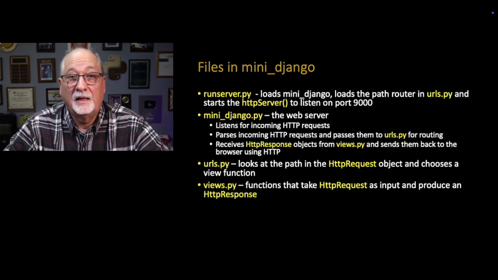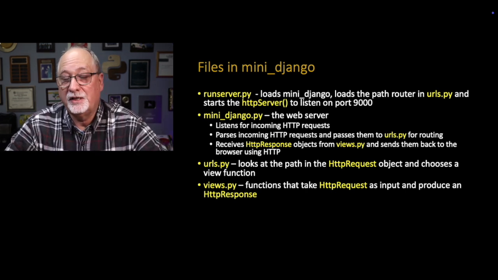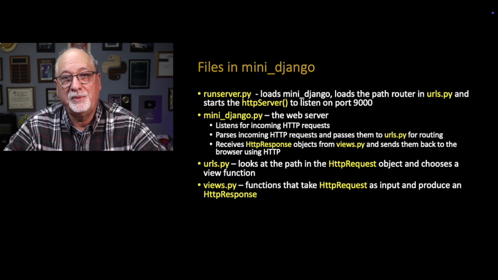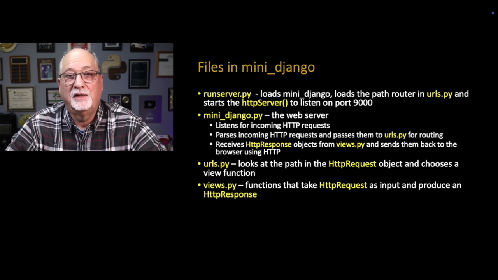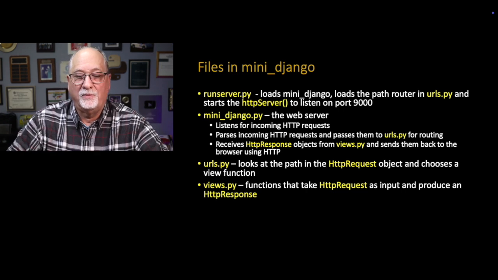The urls.py, much like any Django application's urls.py, looks at a path in the HTTP request object and then chooses a view function. And views.py is a set of functions that capture the functionality of your web application. Each function takes an HTTP request as its input and produces an HTTP response for the output.